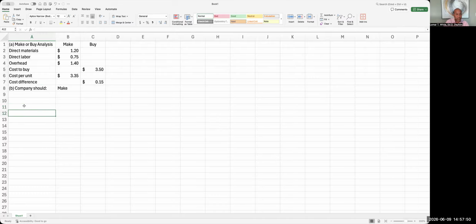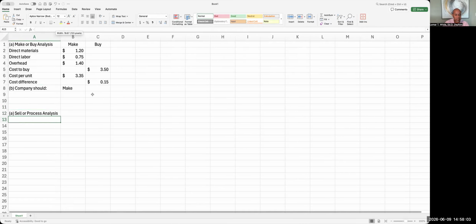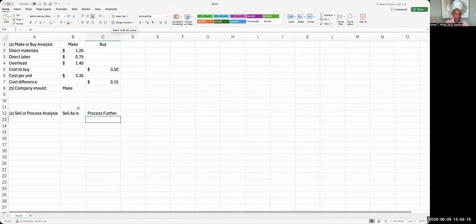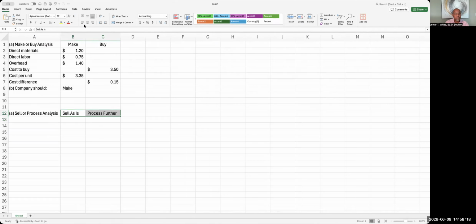So for question two, we're doing part A, sell or process analysis. I'm going to make this just a little bit bigger. And then in our first column, we're going to look at sell as is versus process further. So those are our two decisions that we need to make. Just doing a little formatting here.